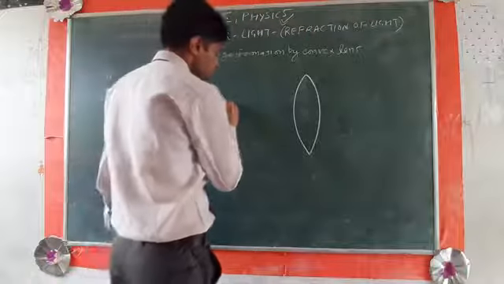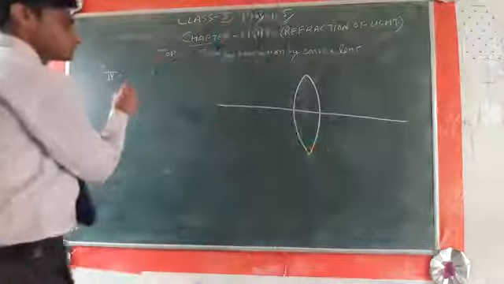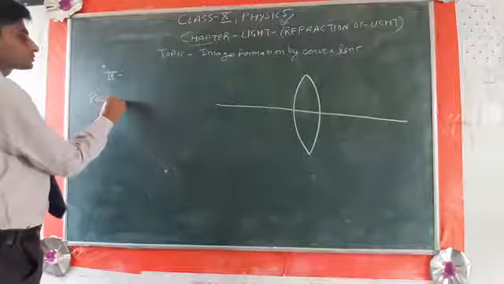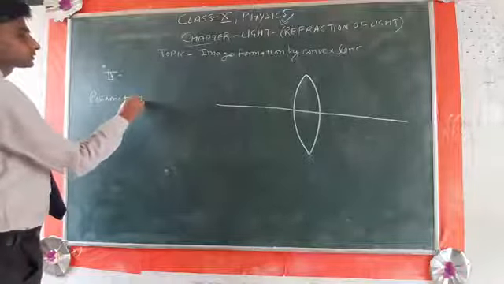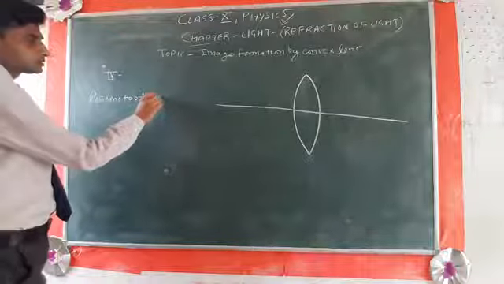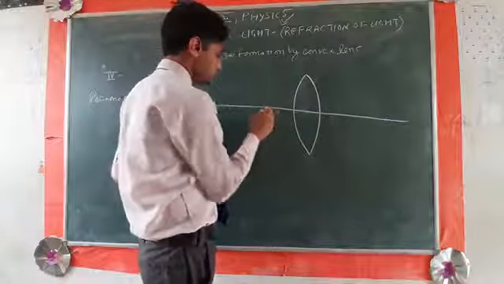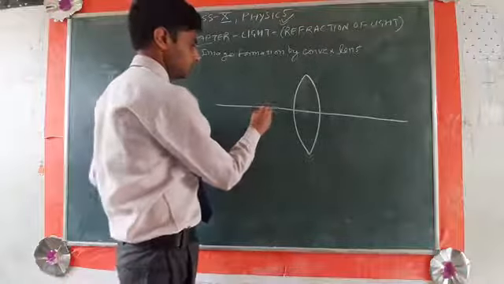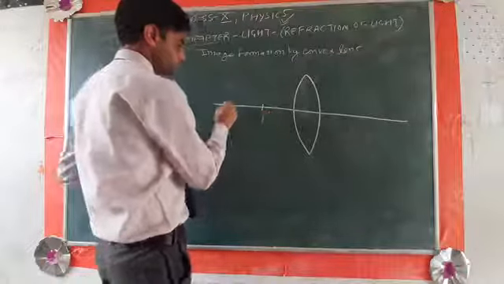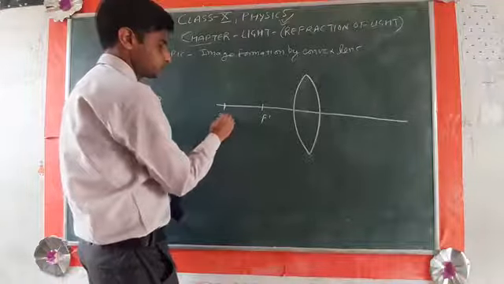In this case, first the position of object. In this case, the position of object is between f dash and 2f dash.